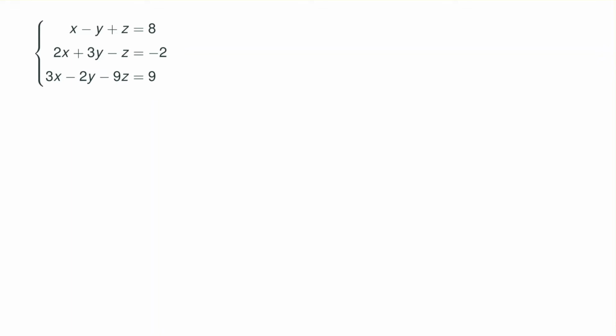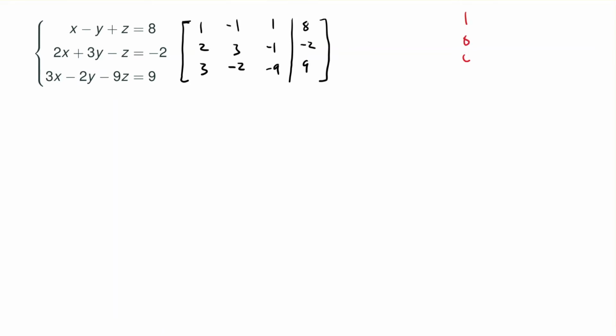We're solving this system of equations using matrix. That means we're using Gaussian elimination. So first we need to write a matrix first. 1, 2, 3. -1, 3, -2. 1, -1, -9. 8, -2, 9. So when we use Gaussian elimination, first we have to make it 1 here, 0, 0, 1, 0, 1. We have to follow this order.